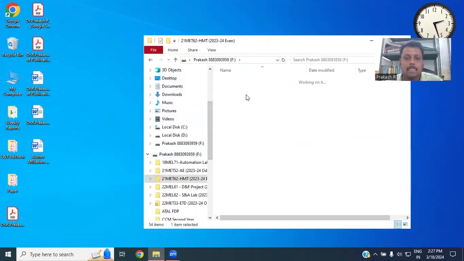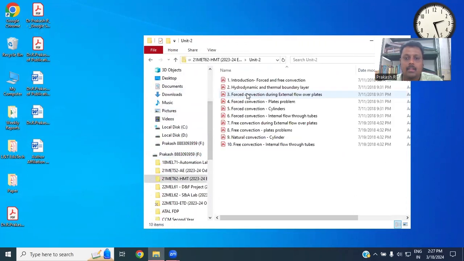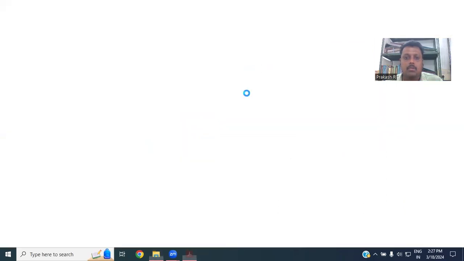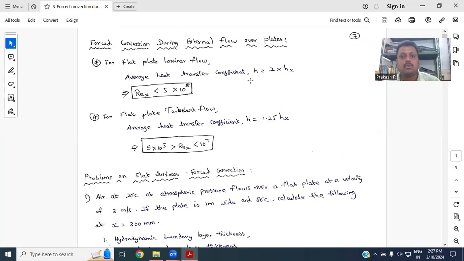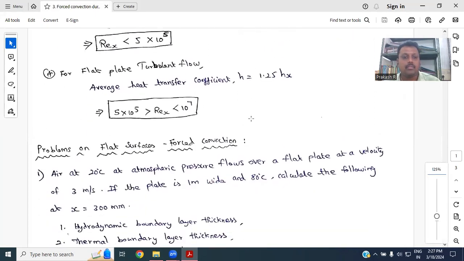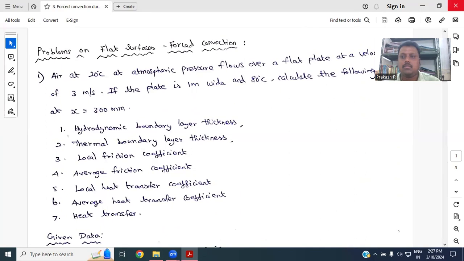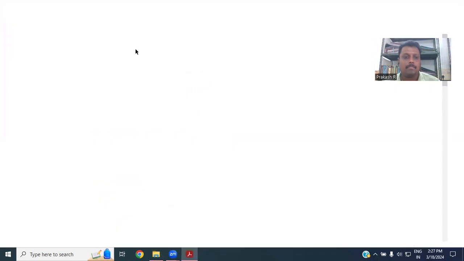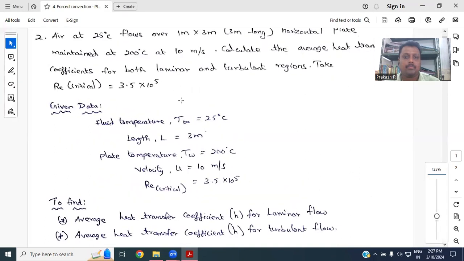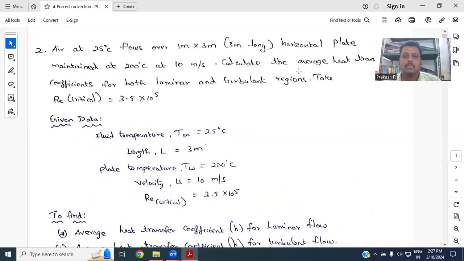Next topic, let us see a problem on forced convection through external flow over plates. So this is the problem.